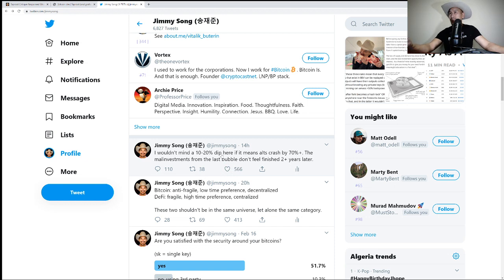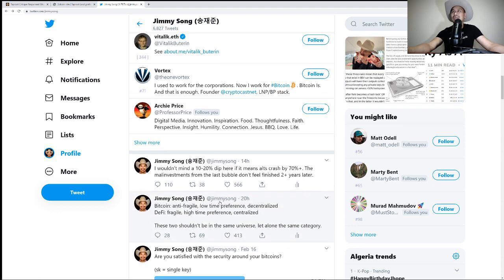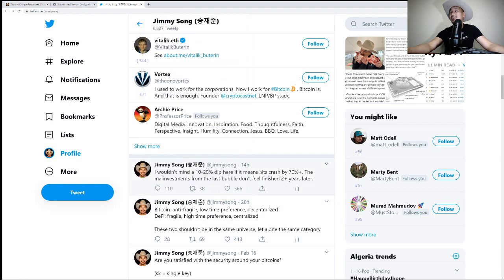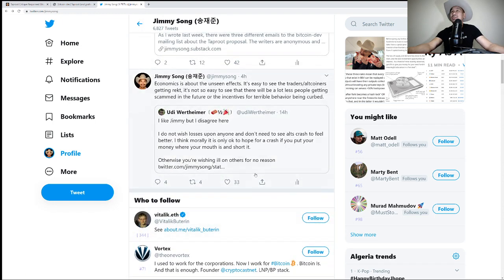I think this was my most popular tweet this week. I wouldn't mind a 10 to 20% dip here if it means alts crash by 70% plus. The malinvestments from the last bubble don't feel finished 2+ years later. There's a lot of malinvestment, and they need to die. That's the only way productive things and good things in civilization come forward, is when the malinvestments die. And I want a lot of these altcoins to stop being distractions to everybody and instead focus on Bitcoin adoption. So that's why I wouldn't mind the dip here if it means that we get rid of a lot of distractions. And Udi disagreed with me.